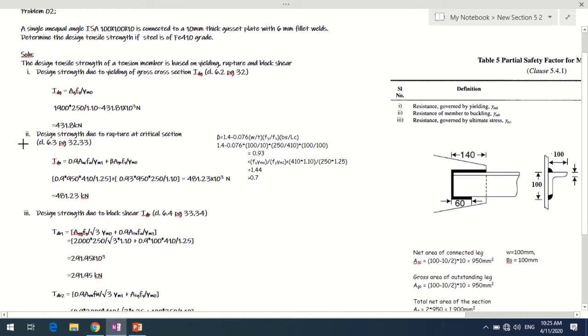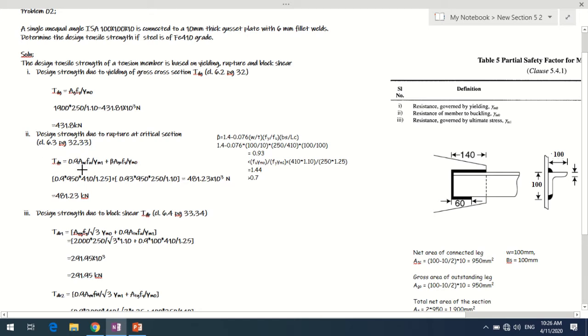Now the second strength is due to the rupture at the critical section. In that case, if it is an angle section, it is expressed as Tdn, which is equal to 0.9 Anc fu upon gamma m1 plus beta into Ago fy upon gamma m0. This particular strength, you find in clause 6.3 on page 32 and 33 of IS 800. You'll get this particular equation over there.